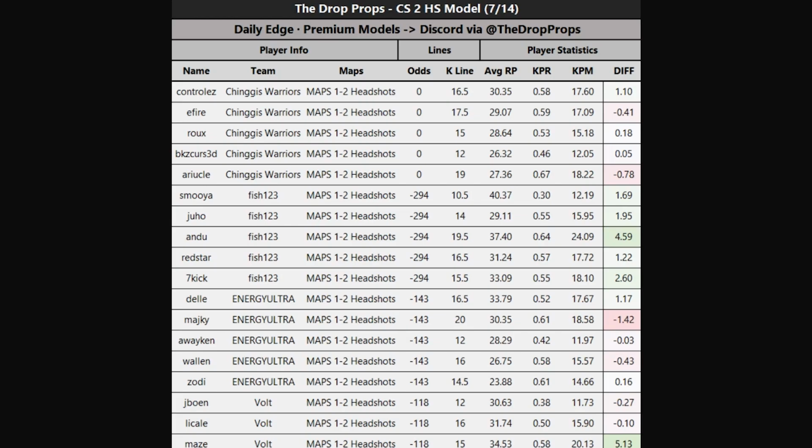And if you believe one way, go over. If you believe the other, go under. And it could be even negatives. So that's just another important tip to take into account when you're looking at the lines from this model.